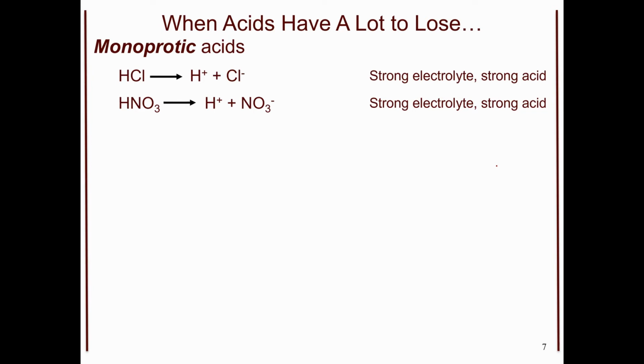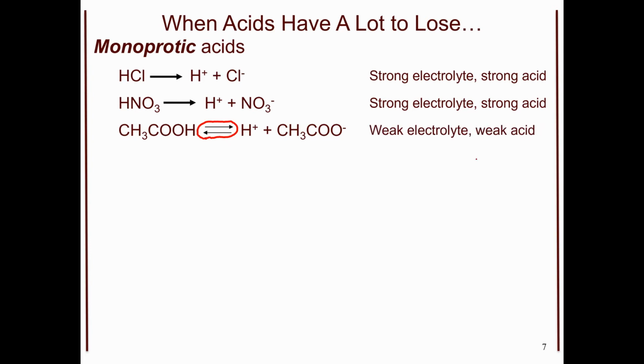But being a monoprotic acid does not guarantee that it is going to be a strong acid. I can also have acetic acid, which we've seen previously, and notice, based off of my double arrow here, that this is at equilibrium. This means that our acetic acid is a weak acid, and that we are going to have competition for the deprotonated form, which you see on the right, and the acid form you see on the left. So this is actually going to be a weak electrolyte.